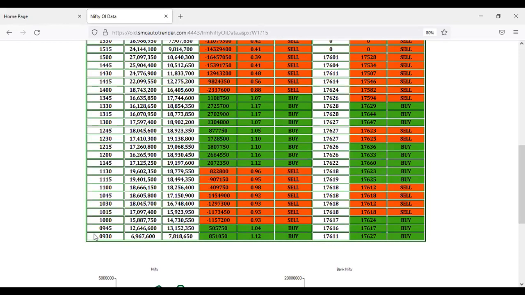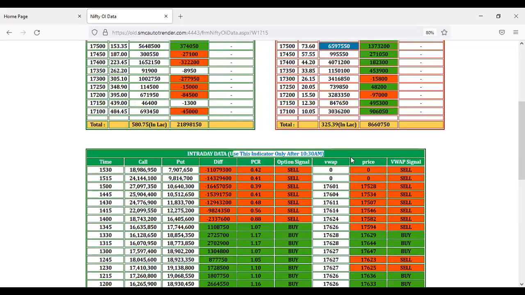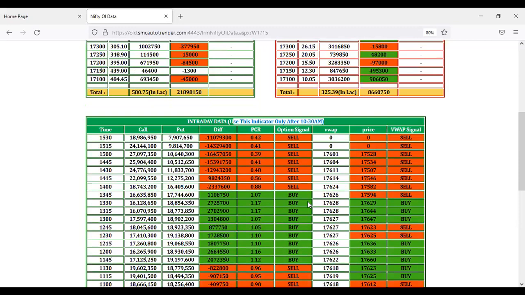Why do we need a past reference to anything? Because if we are looking at the market at 11 o'clock, we might not know what the market was at 9:15 or how the data developed after 9:15 till 11. Or as we say, use this indicator only after 10:30. So you need some understanding of how the data progressed from 9:15 to 10:30, and then take a call. So here we bring in the concept of what is known as PCR and what is known as difference.